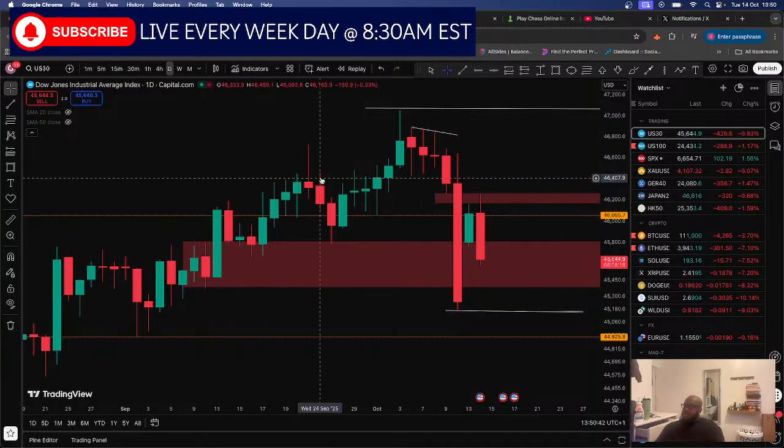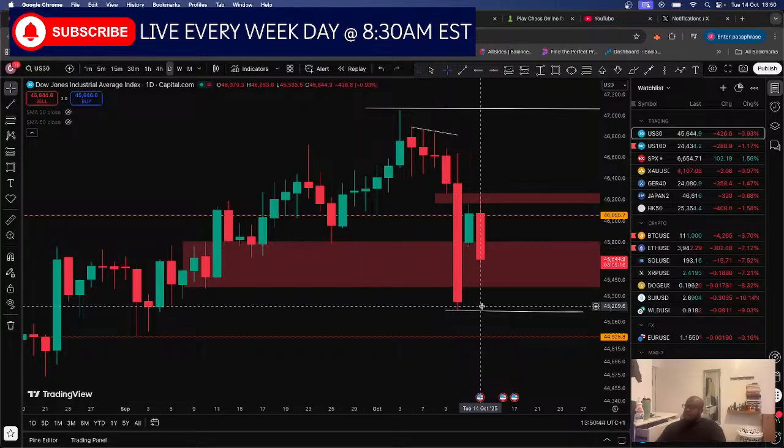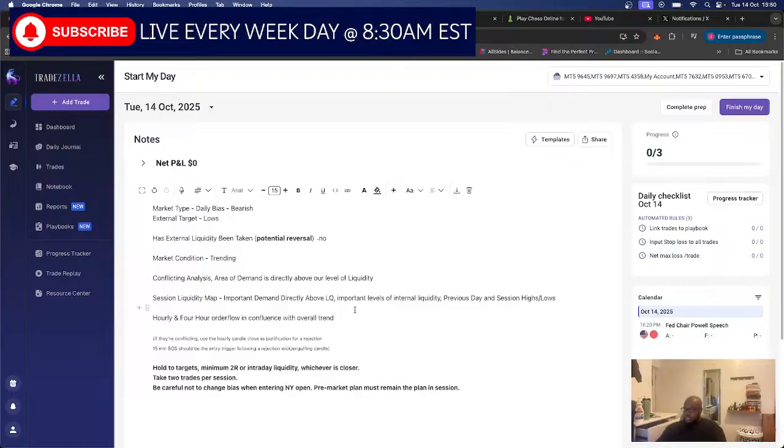So this is conflicting because we've got demand that's telling us to buy, and we've got liquidity that's telling us to hold on till we target this level. So for that reason, this is looking like a no trade day.